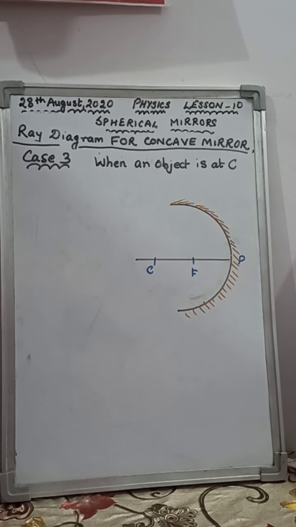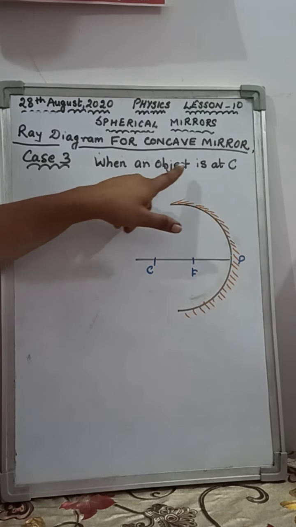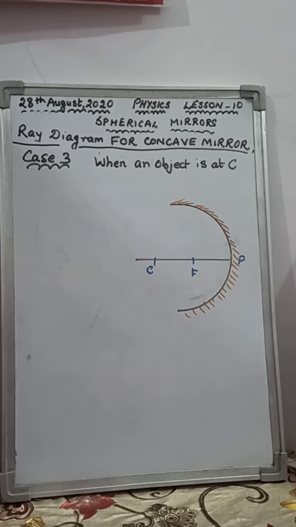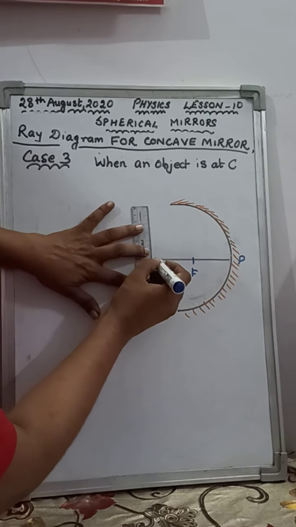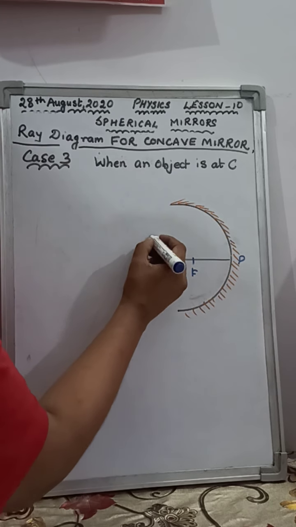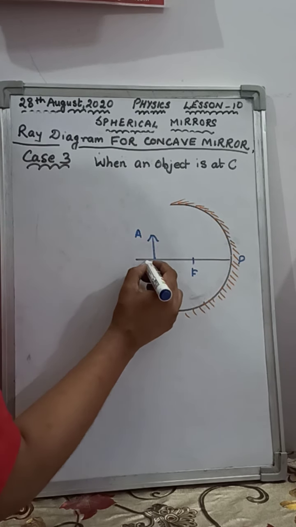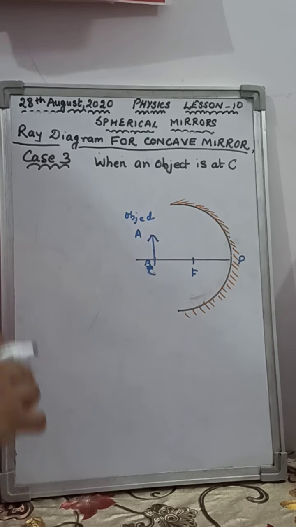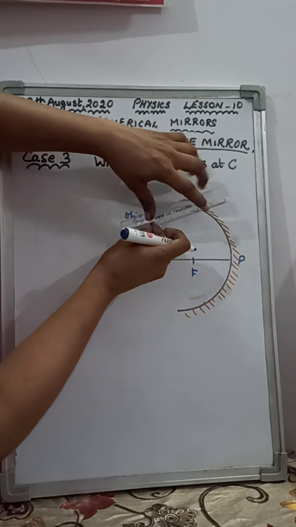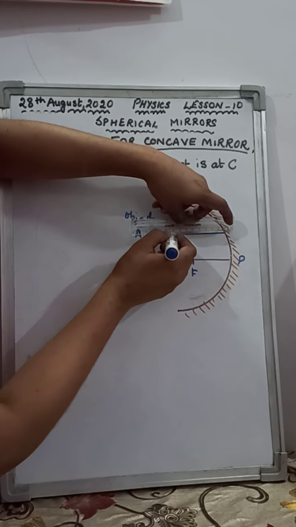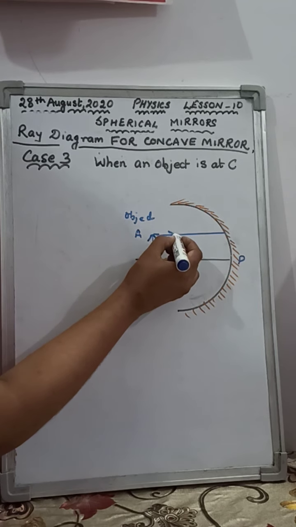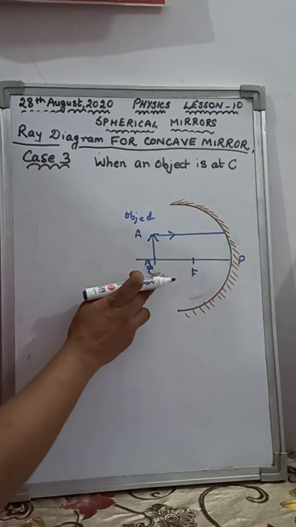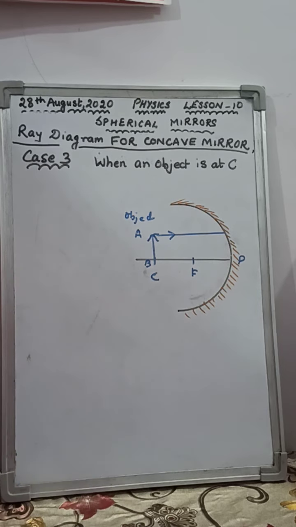Now third case, when the object is at C. C means center of curvature. So here is the object at point C. So let the object be AB. Clear? So this is your object. Again we will take 2 rays coming from the object. One is parallel to the principal axis. This is your incident ray. Second ray will not be able to go through the center of curvature because the object is at center of curvature.